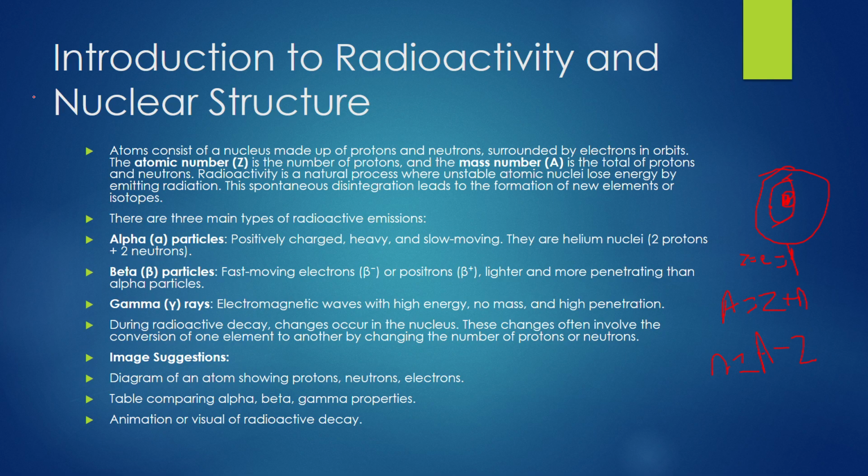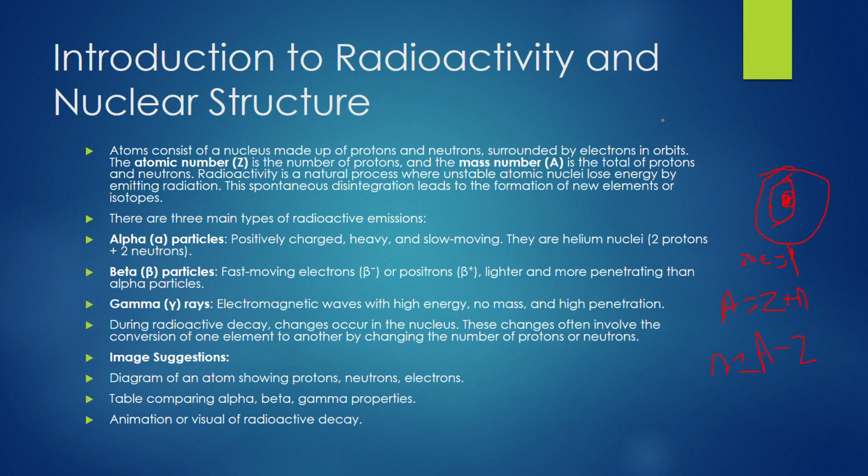Radioactivity is a natural process where unstable atomic nuclei lose energy by emitting radiation. This spontaneous disintegration leads to the formation of new elements or isotopes. There are three main types of radioactive emissions. First of all, alpha particles: positively charged, heavy and slow moving. They are helium nuclei, two protons and two neutrons.